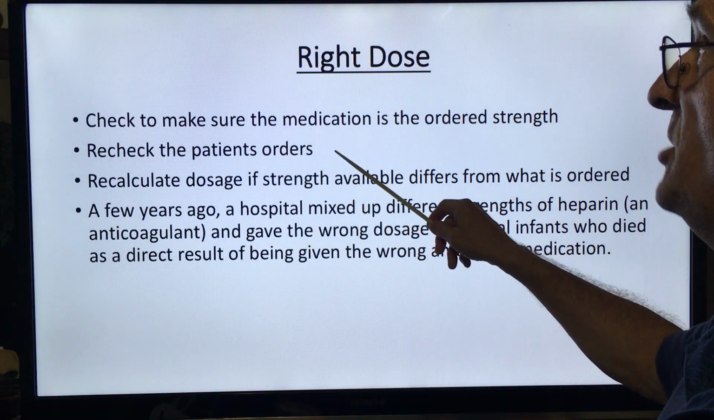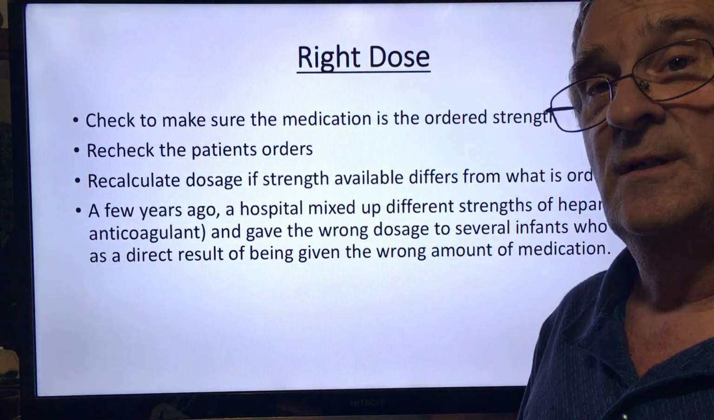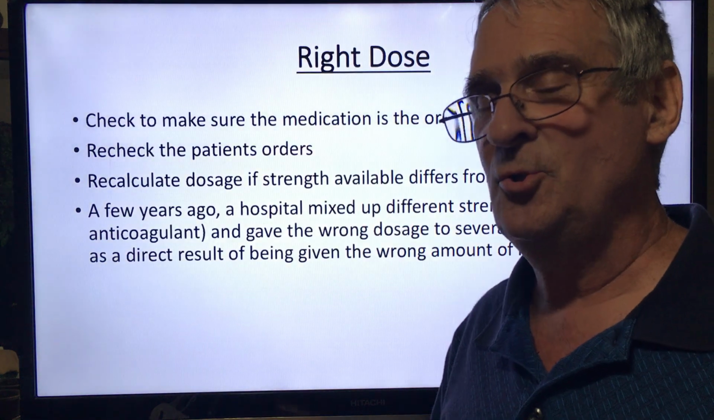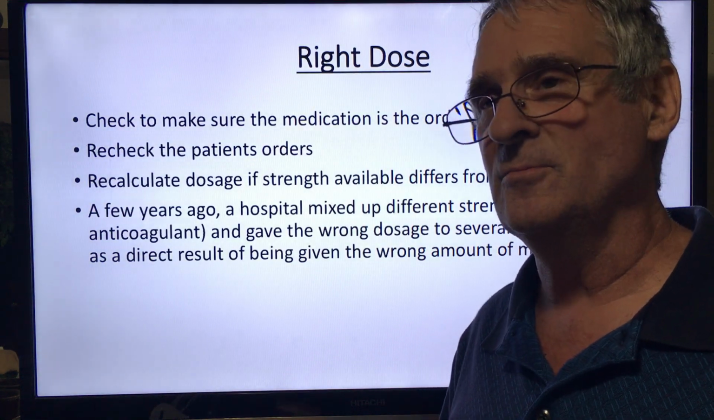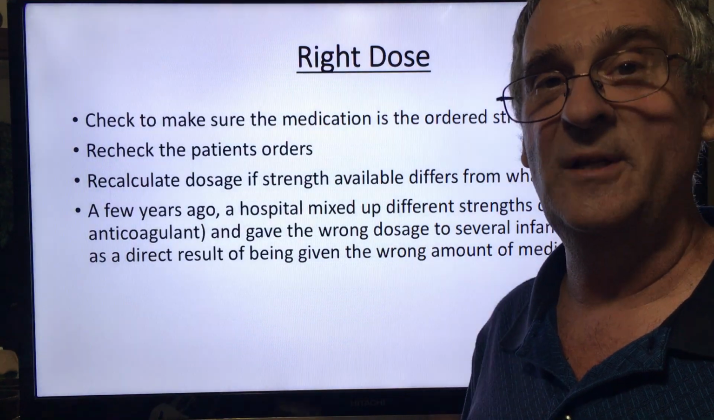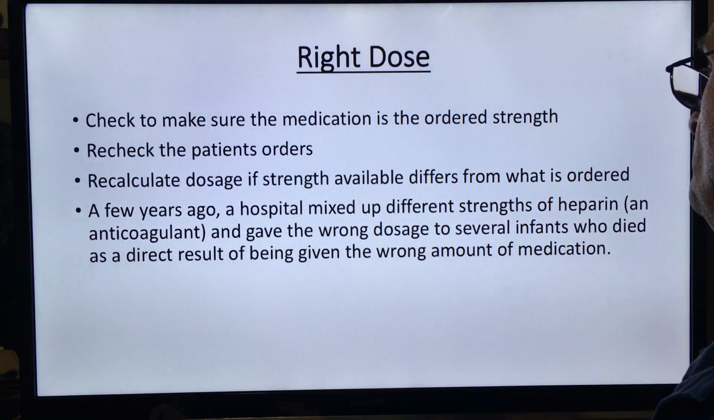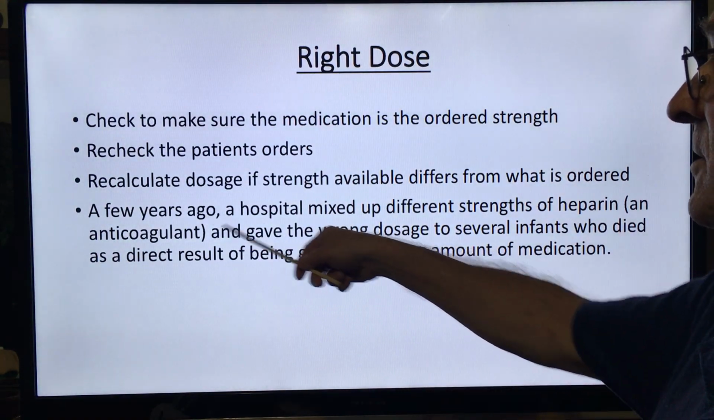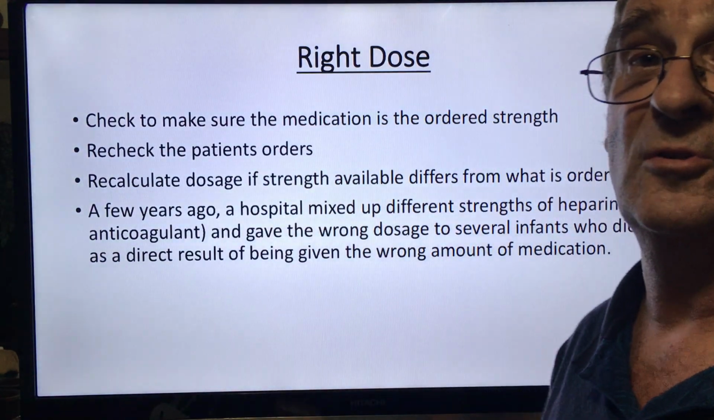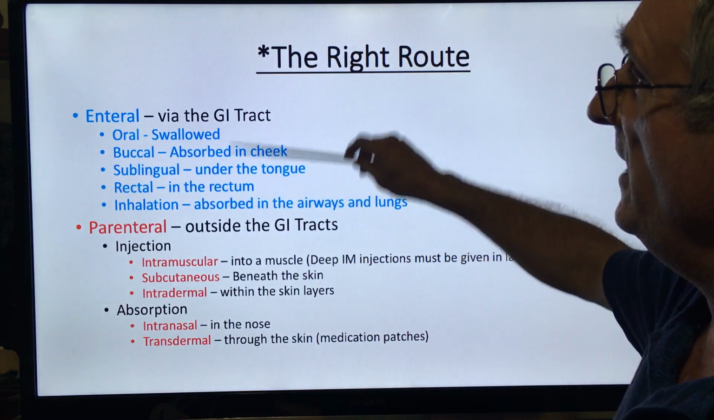Okay, once again, recheck the patient orders, recalculate the dosage, and always check calculations with somebody else. Don't do it automatically and just say, I'm right. Go ahead and double check it with somebody else to make sure that you're getting the right amount. So here's that incident I was talking about where the babies died as a result of giving the wrong dose of heparin.